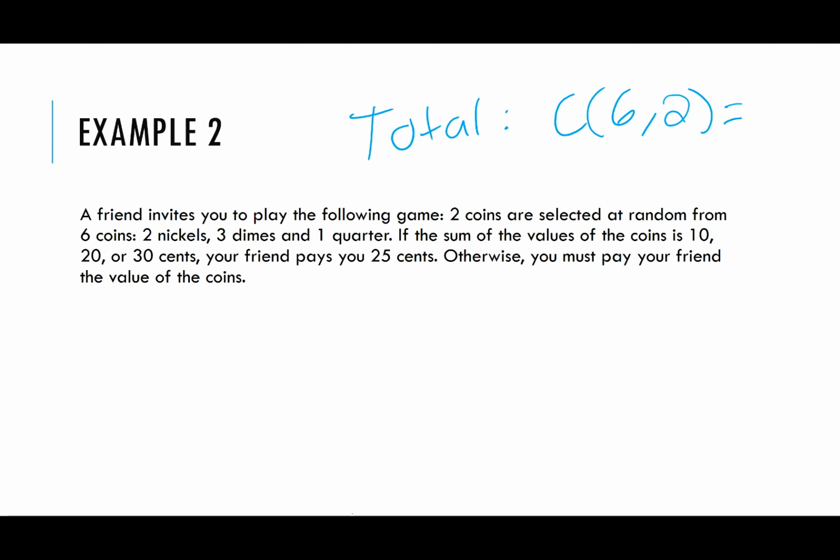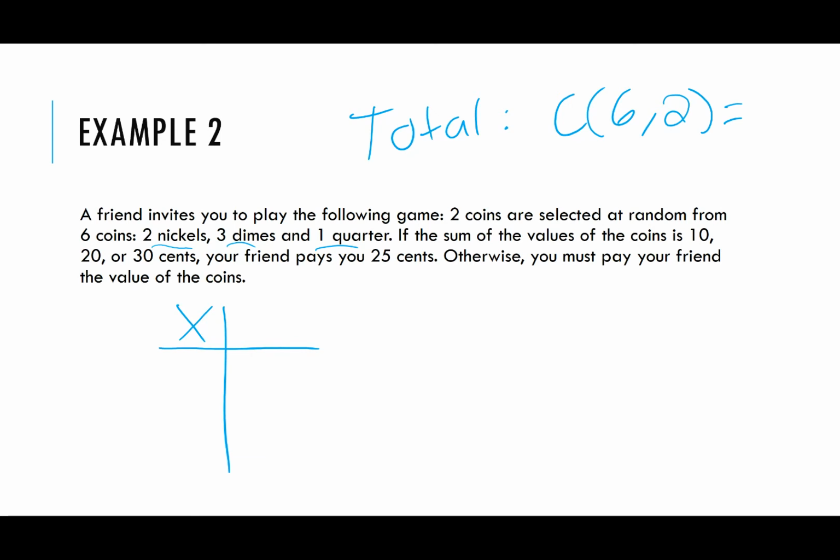Now of those 6 coins, there are 2 nickels, 3 dimes, and a quarter. If the sum of the values of the coins is 10, 20, or 30 cents, your friend will pay you 25 cents. Otherwise, you must pay your friend the value of the coins. So this is a very elaborate problem because our table is going to be set up with the amount of money we win or the amount of money we give our friend.